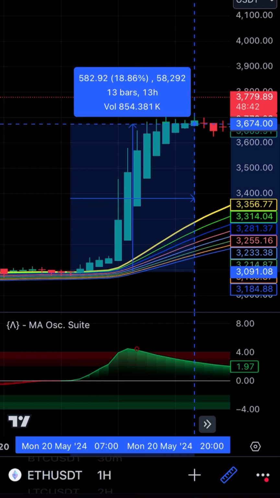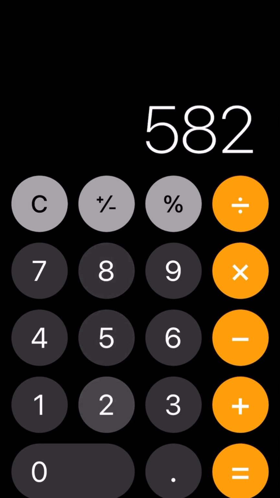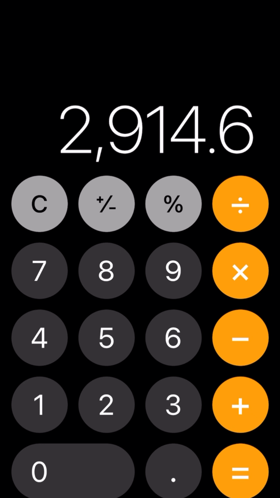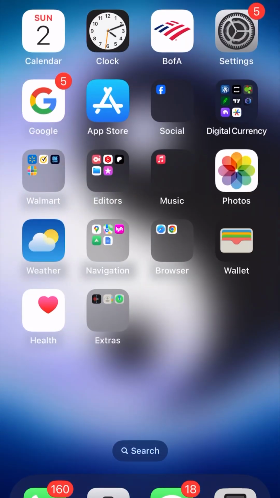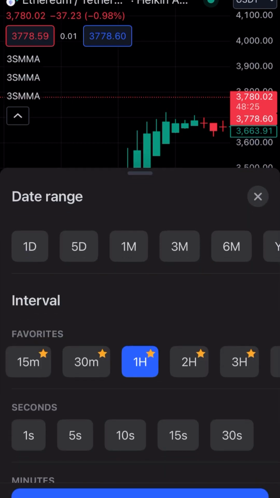13 hours. This is 58,292. 58,292 times 0.05. You made almost $3,000 right there. So that's what you do.